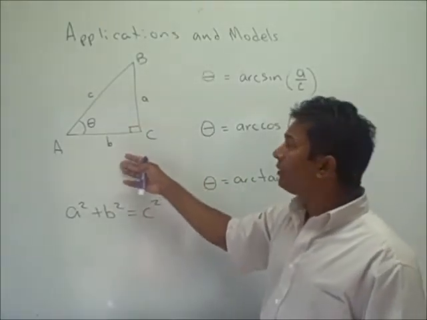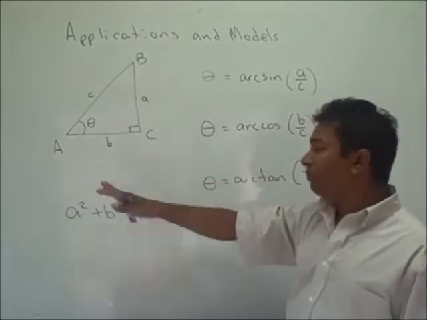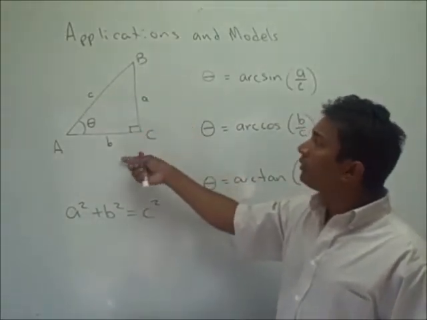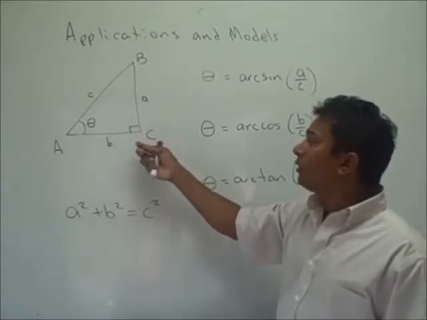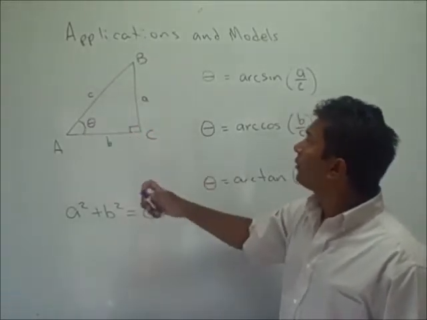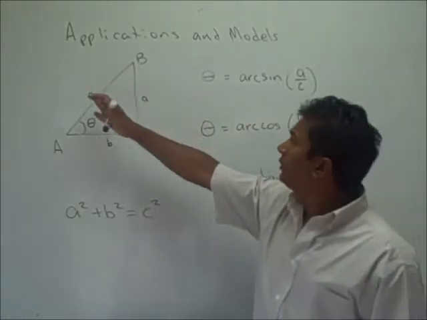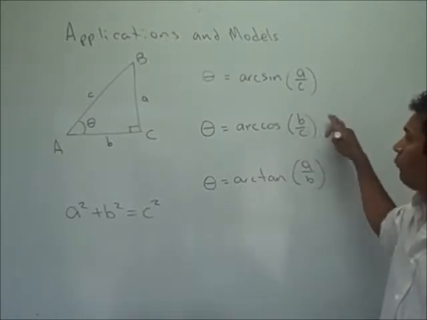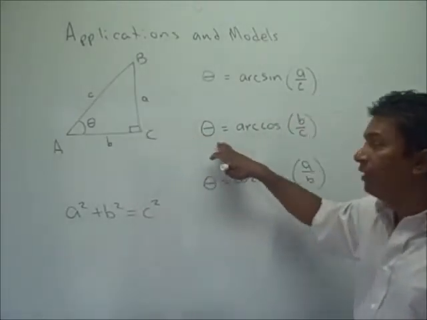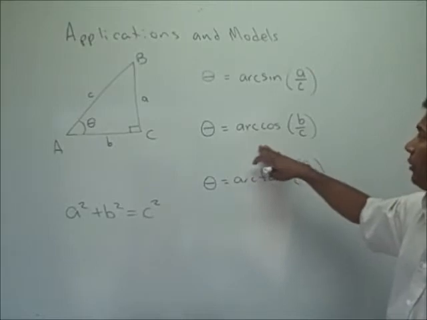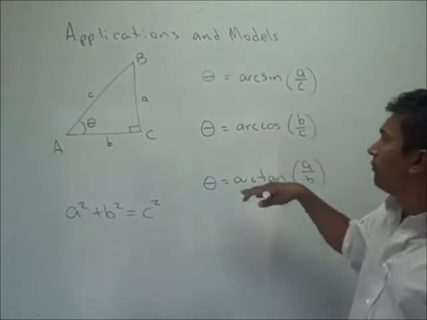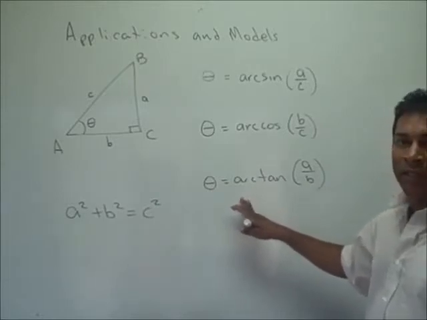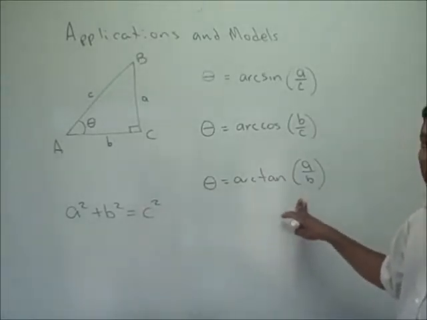If we're given two sides in a scenario, we can always use the Pythagorean theorem to find the third side. If we're given two sides, we can always use our trig functions to find angles such as theta here. So if we're given sides a and c, we know theta is equal to the arcsine of a over c. If we're given b and c, we could find theta by using the arccosine of b over c. And if we're given a and b, then we can use theta is equal to the arctan of a over b. Now let's look at an example.